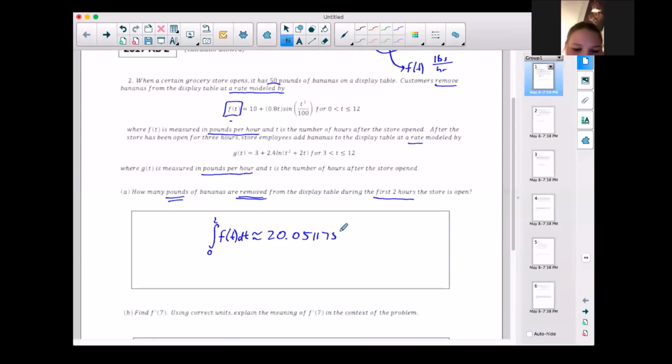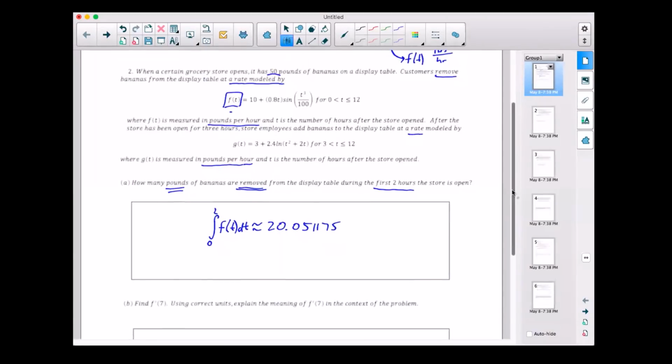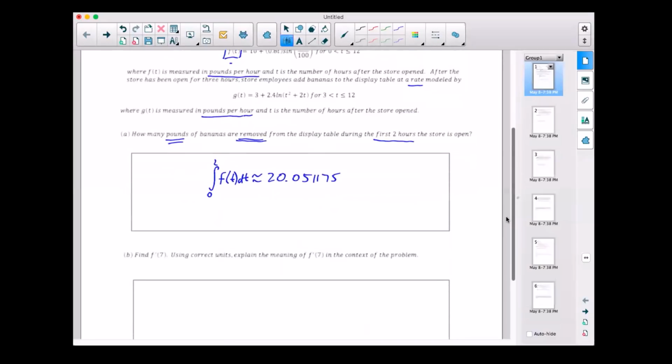20.051175. I always recommend writing down as many decimal places as you can. They will never penalize you for having more decimal places than you need. The only time we're going to penalize you is if you don't have enough, right? So we have to have at least 3 that are accurate, but writing down 4 or 5 or 6 is never going to hurt. You already have the numbers in front of you on the screen. It takes less than a half a second to write the extra numbers down. So just copy down what you see on your calculator, and then you're always going to be safe. So this is the first part right there, relatively straightforward if we deconstruct the question.